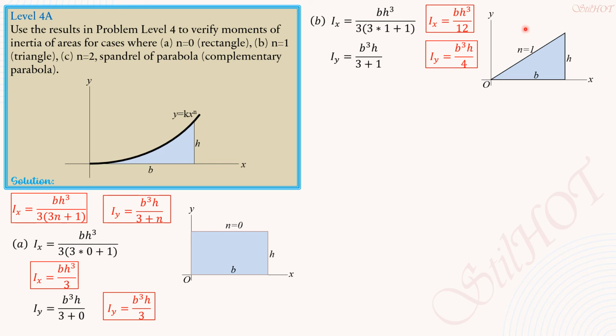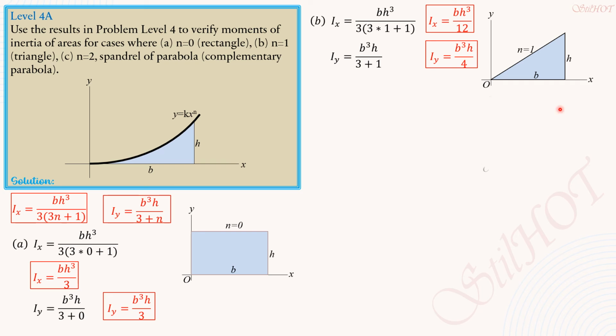Or the other way to derive this is moment of inertia of a rectangle, which is b cubed h over 3, minus moment of inertia of a triangle with respect to the y-axis, which is b cubed h over 12. So you do that, b cubed h over 3 for the rectangle, then minus the triangle, b cubed h over 12. And you will get the same result, b cubed h over 4.